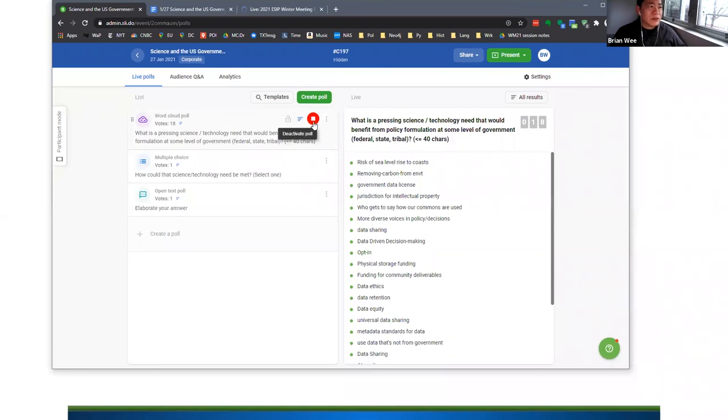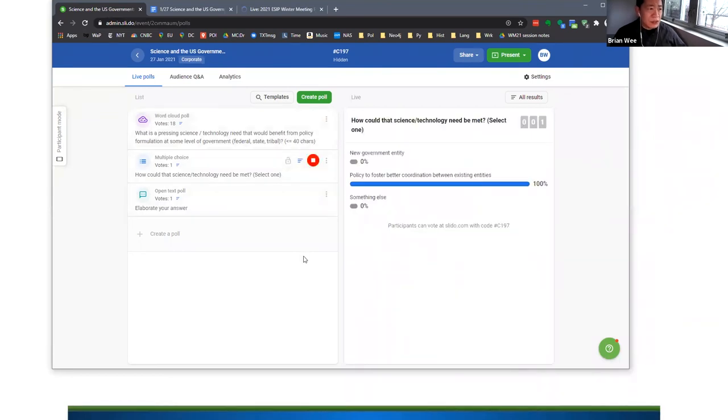Okay. I'm going to pause this poll and ask you the next question, which is a multiple choice question. Now, how can your need be met? Do you need to create a new government entity or a policy to foster better coordination between existing entities or something else?